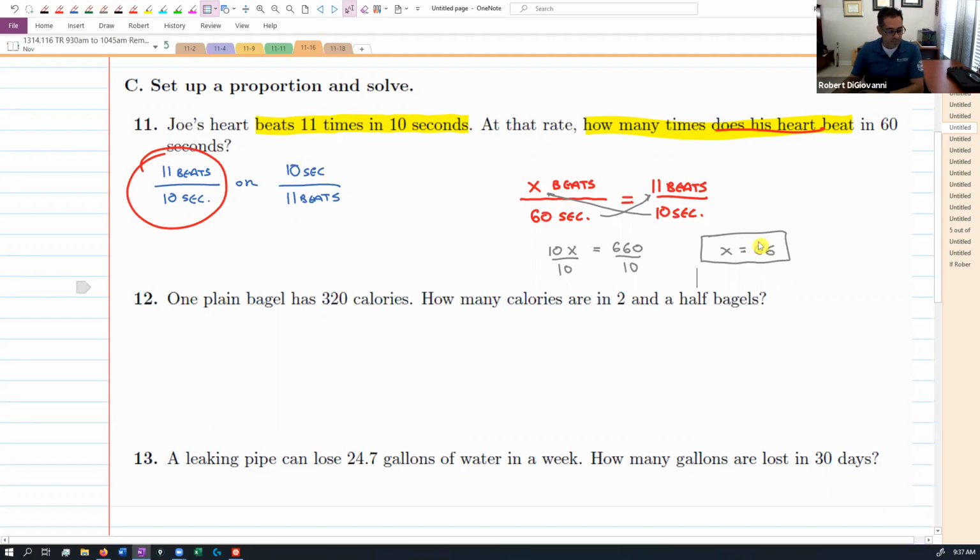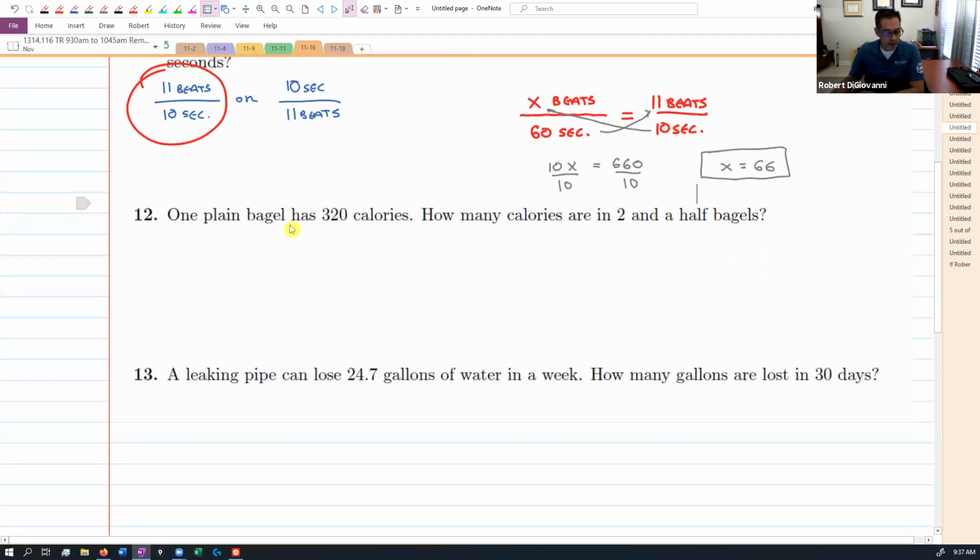Let's look at the next one. One plain bagel has 320 calories. How many calories are in 2.5 bagels? So I'm looking for calories, right? That's what I'm looking for, calories. So I can set up two proportions, two ratios. Can someone tell me what's one of the two ratios I can set up here?